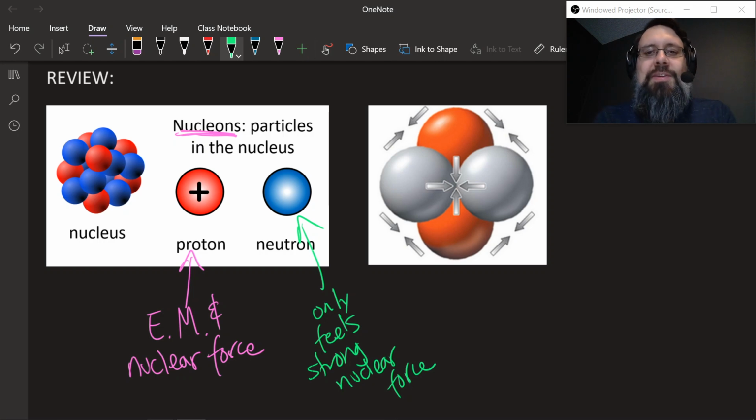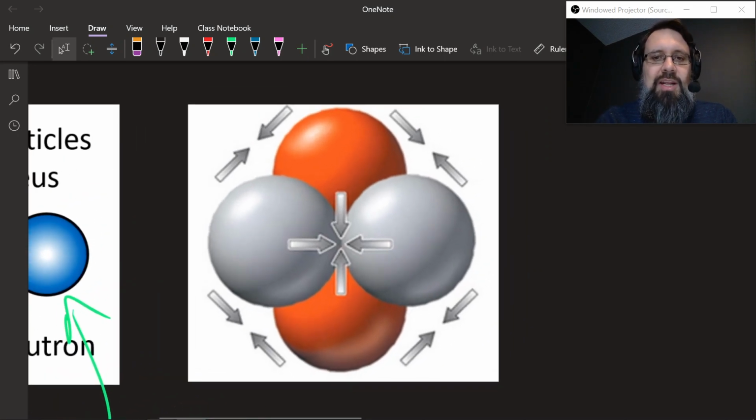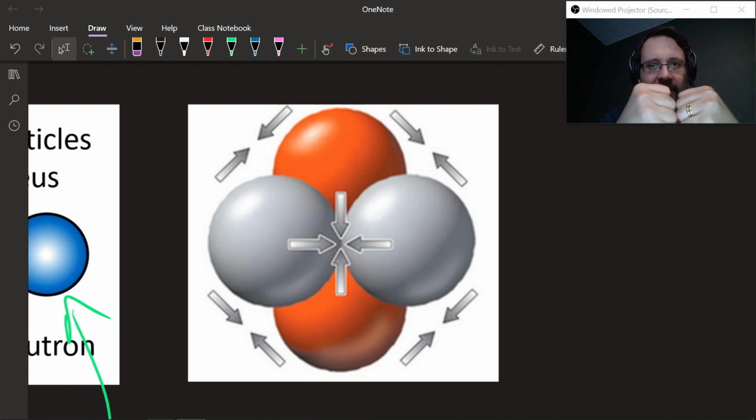Let's remind ourselves what happens. In this picture, you can see that all these arrows show that this neutron and this proton are attracted, and this proton and this neutron are attracted. Every nucleon is attracted to every other nucleon as long as they're close together, because remember, the strong nuclear force has a very short range. As long as the nucleons are close together, they will all attract each other, and it creates a sort of binding where all the nucleons are stuck together and trapped to each other.